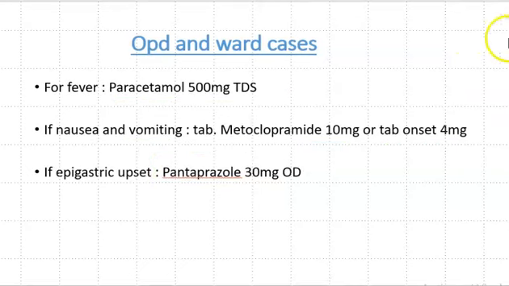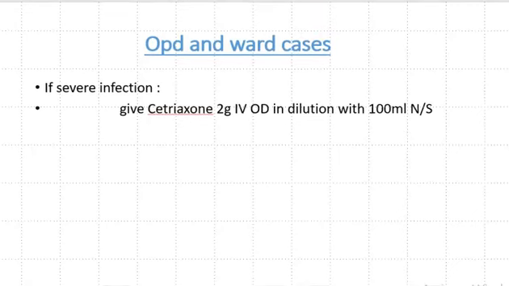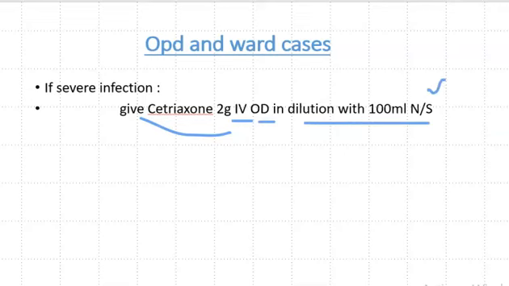How about a severe infection? If you have a severe infection, the drug of choice in our setup is ceftriaxone 2 gram IV once a day, diluted in 100 ml normal saline. And if the patient cannot take medications orally, IV is used, and you can use IV medications the same as for fever and for nausea and vomiting.